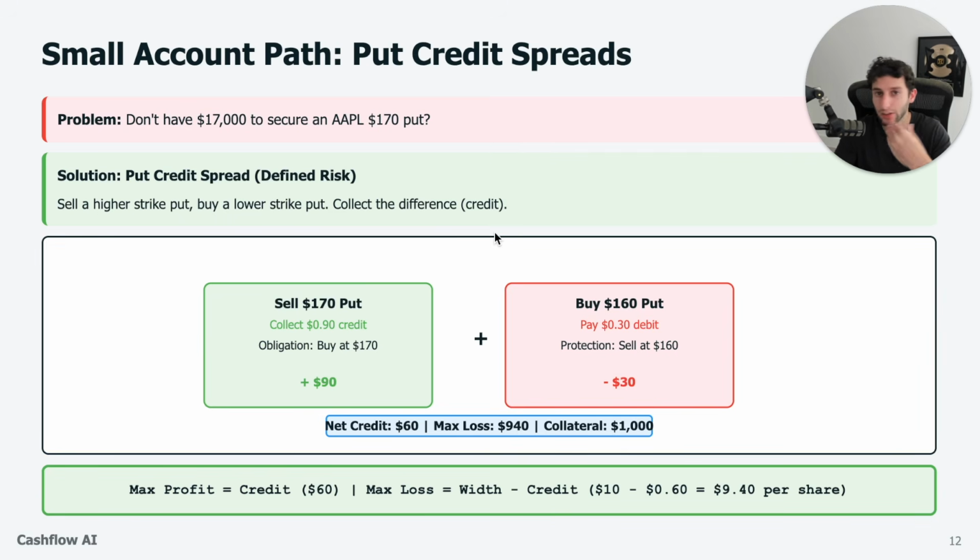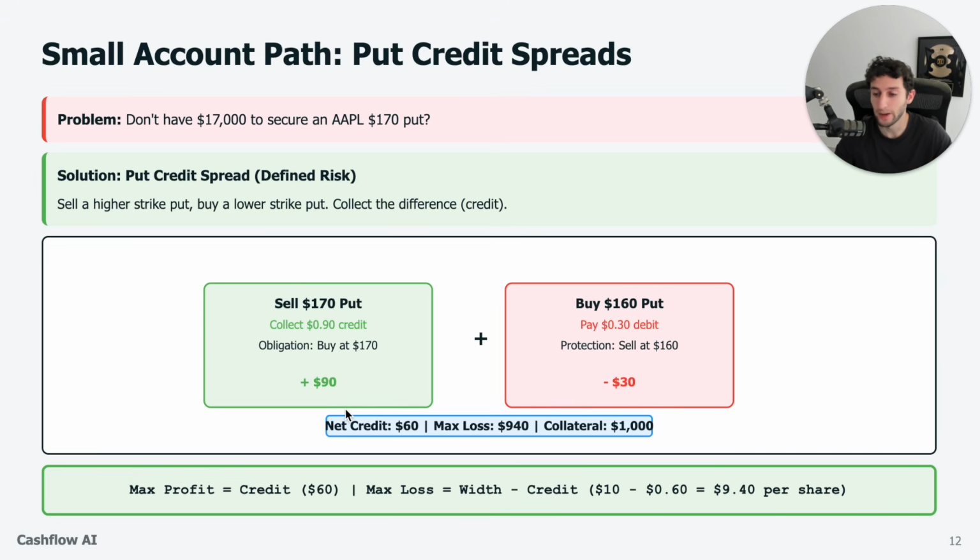So let's say you have a small account and you don't have $17,000 to sell a 170 put on Apple. What you can do is actually turn it into a spread. And this is going to cap your risk, but it's also going to allow you to still have that same chance of making that passive income. So let's say you still sell that 170 put, right? You're going to get about 90 cents in credit.